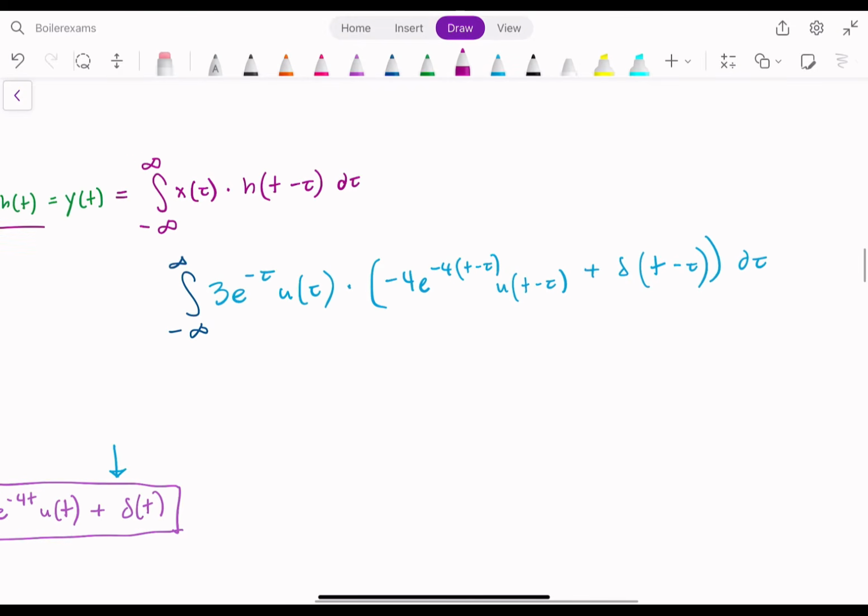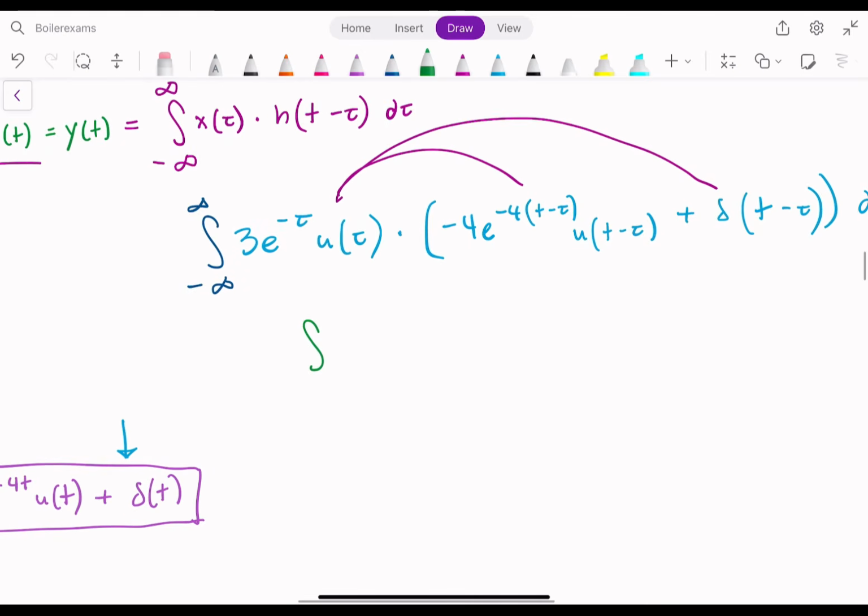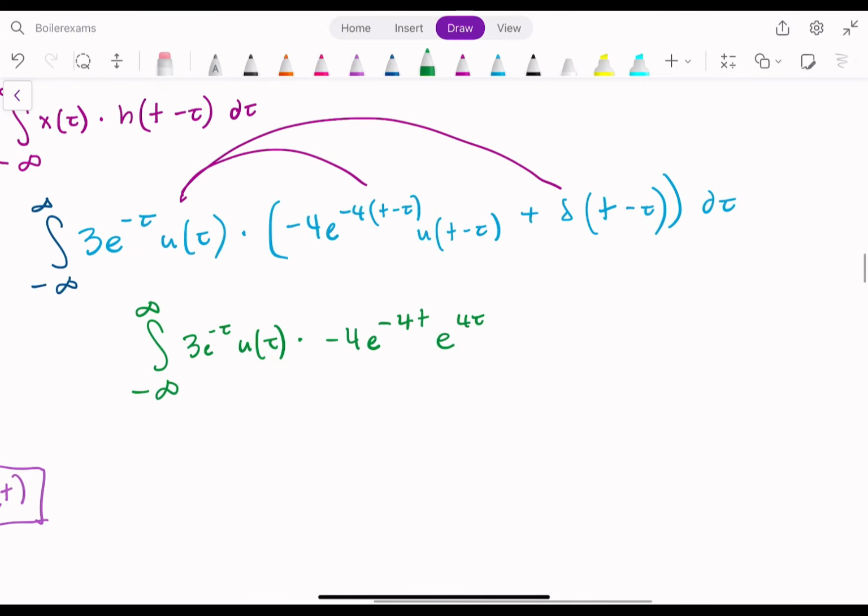And so right off the bat, because we have addition in this impulse response term, we're actually going to have two integrals. This first integral here is just going to be from negative infinity to infinity of 3e negative tau u of tau times negative 4e to the negative 4, and I'm going to expand this exponent out, negative 4t times e to the 4 tau times u of t minus tau. And then we're going to add the integral of this function with the Dirac delta function.